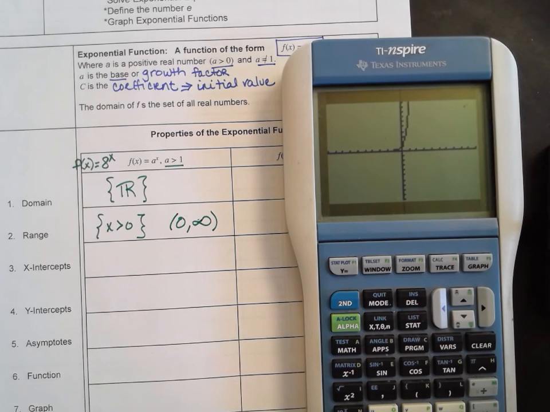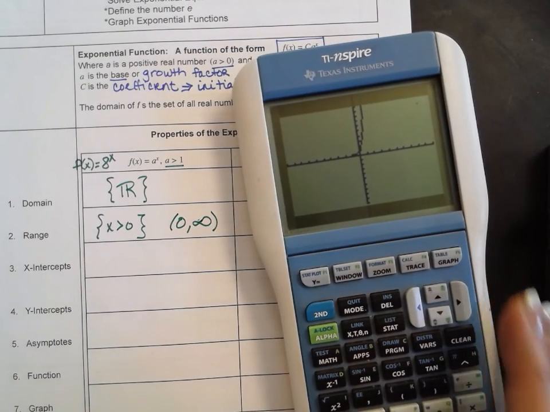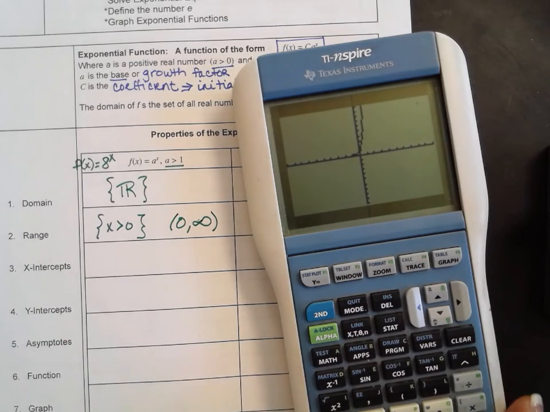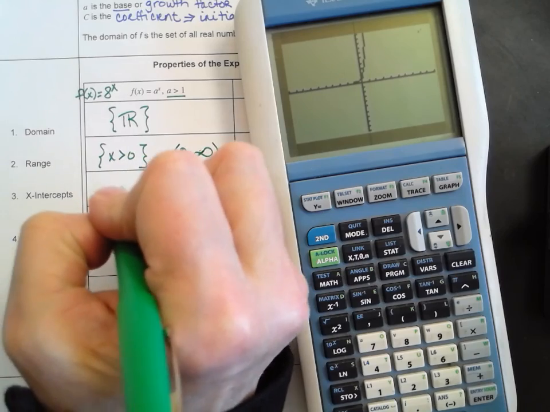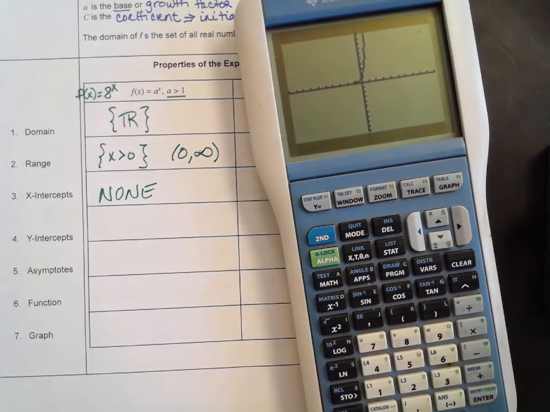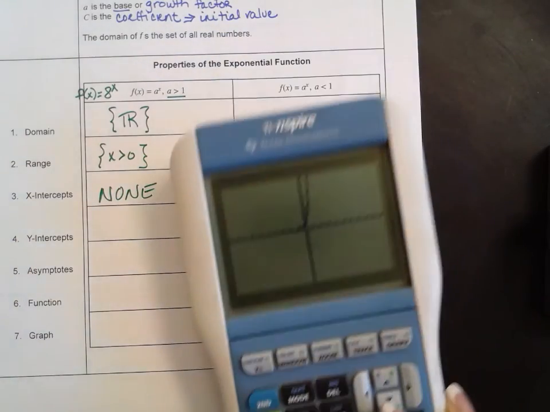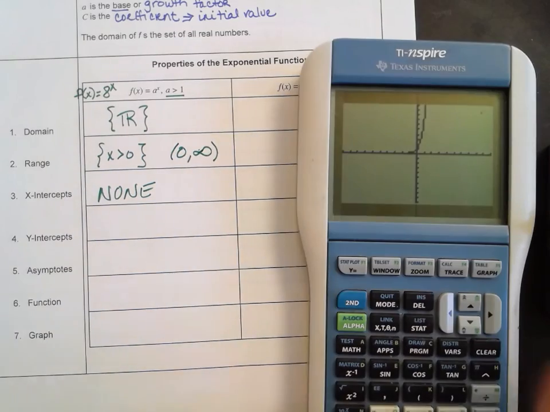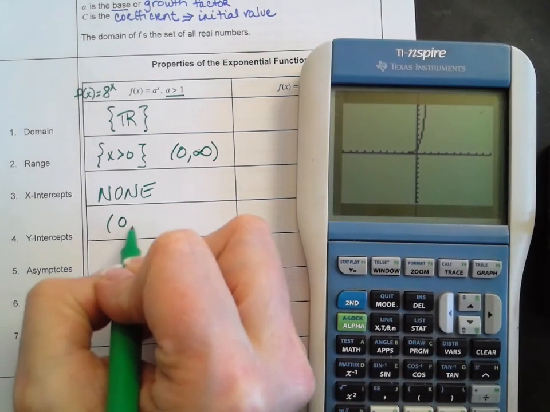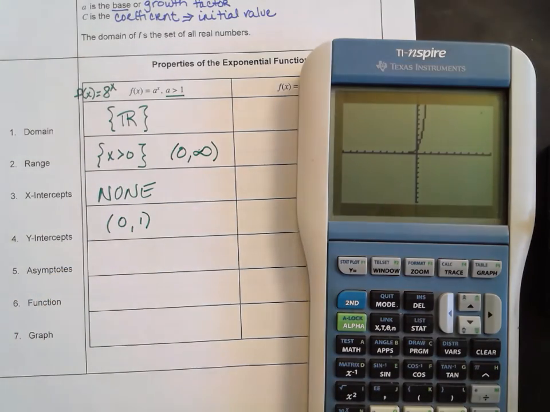How about x-intercepts? Look at the graph. Do we have any x-intercepts? Nope, there is none. But what about our y-intercepts? Can you see that? What is that point right there? 1 point something. Actually, it's just 0, 1. Good call.